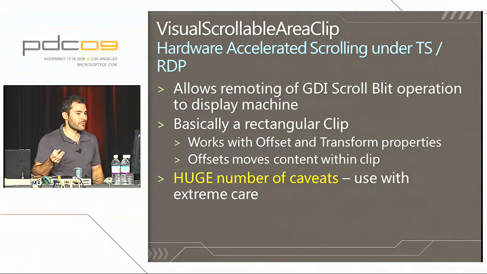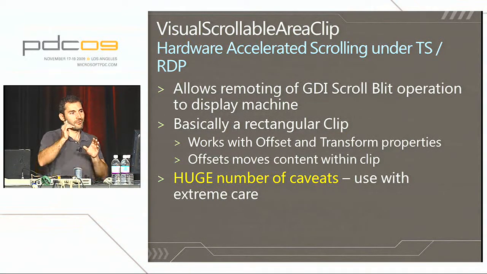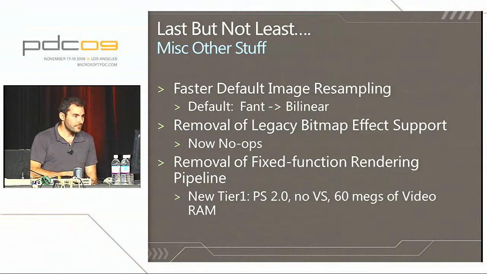There are a huge number of caveats to this API, and you should read the documentation very thoroughly, because if you have things like a background behind the text that can't be scrolled, let's say you're playing video behind the text, and scrolling the video would just create completely wrong rendering on your screen. You can't do that. So this is the kind of situation where if you have text over a solid background and you want good remoting scrolling performance, then use this API.